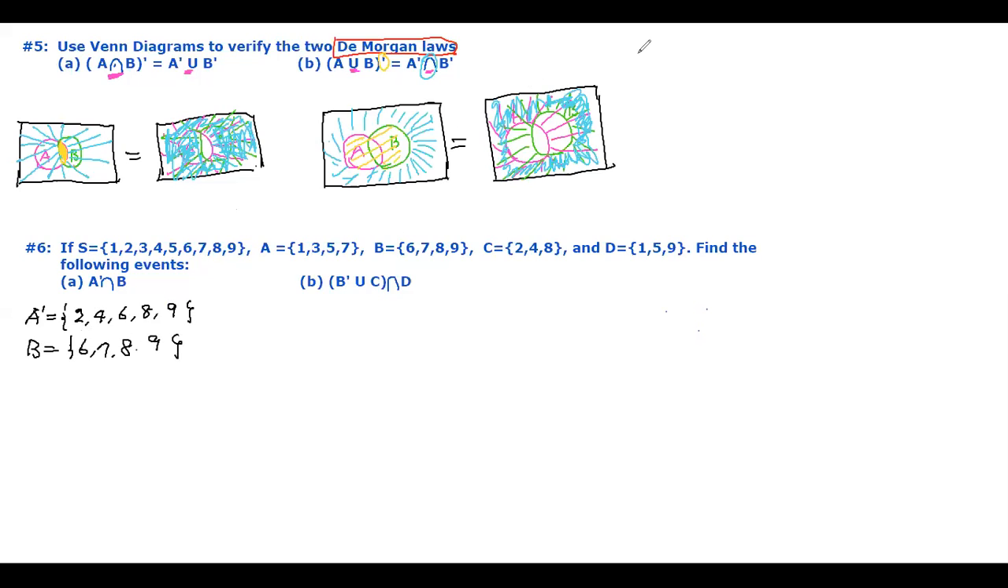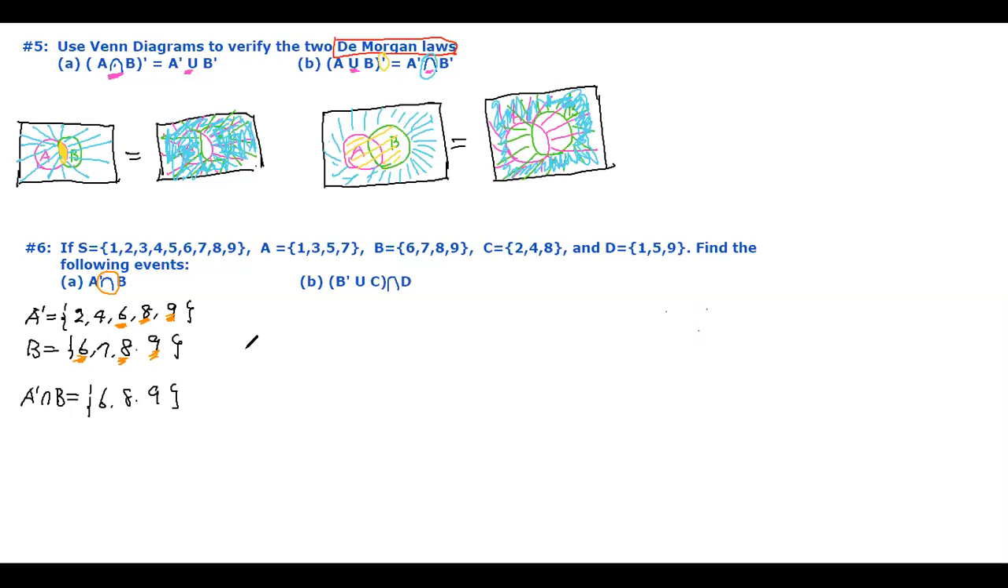So far, so good. Now they want to find the intersection, right? That means the common part. So let's see where the common part is. The 6 here, 6 here, 9 here, 9 here. So those are the common parts, and that's my answer. A intersect B is equal to 6 and 9, right?